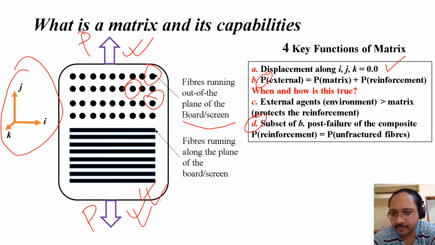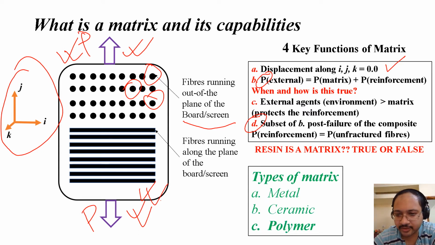What does it say? The post failure of composite: P of reinforcement is equal to P of unfractured fibers. What does it mean? It means during this P tension, if there are fiber fractures or failures of fibers, then the remaining unfractured fibers will take up that load of the reinforcement.